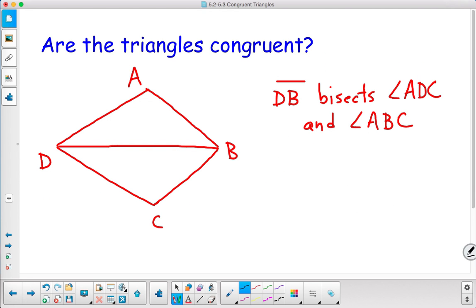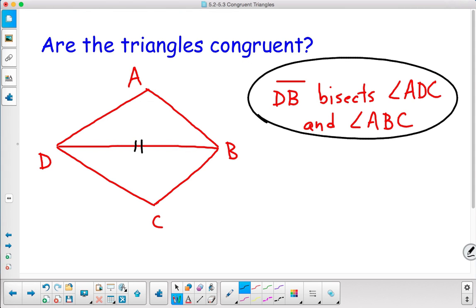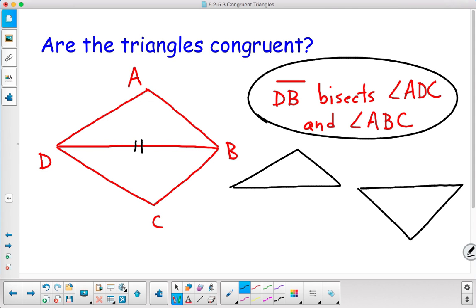All right, got to do some thinking. Are the triangles congruent? Reflexive, that segment's the same in both. All right, what's this part over here mean? What's it mean if you bisect an angle? Okay, you're cutting the angle in half, is correct. All right, so we got the reflexive segment.